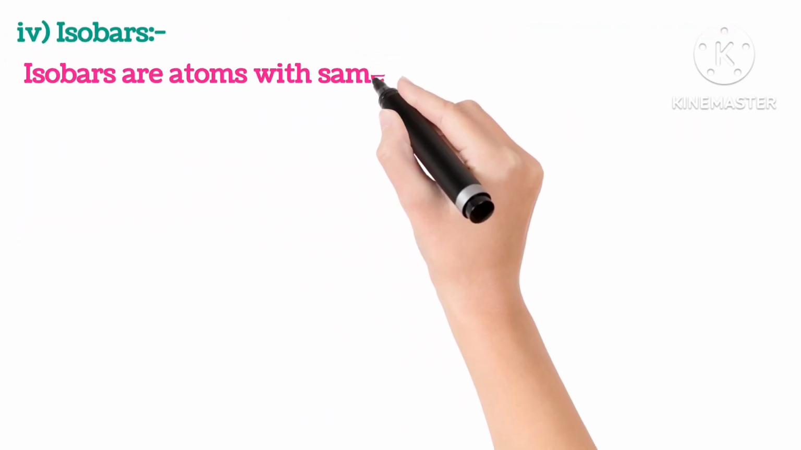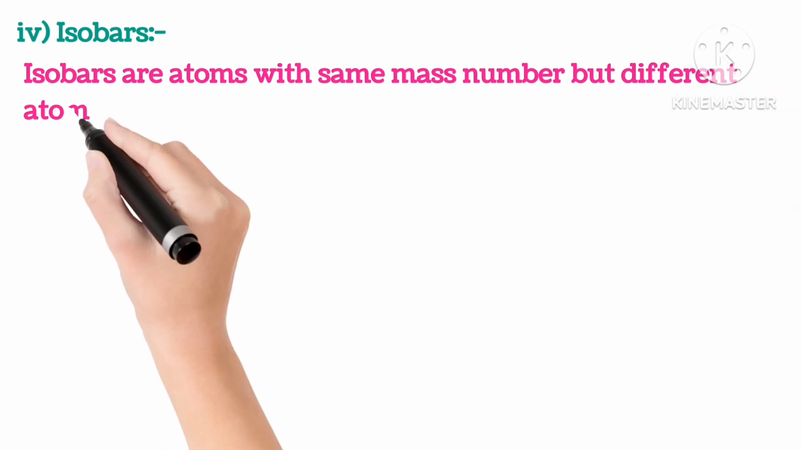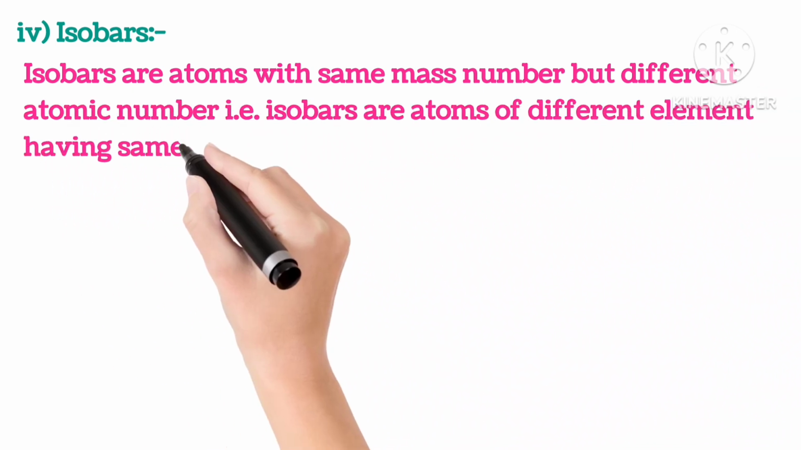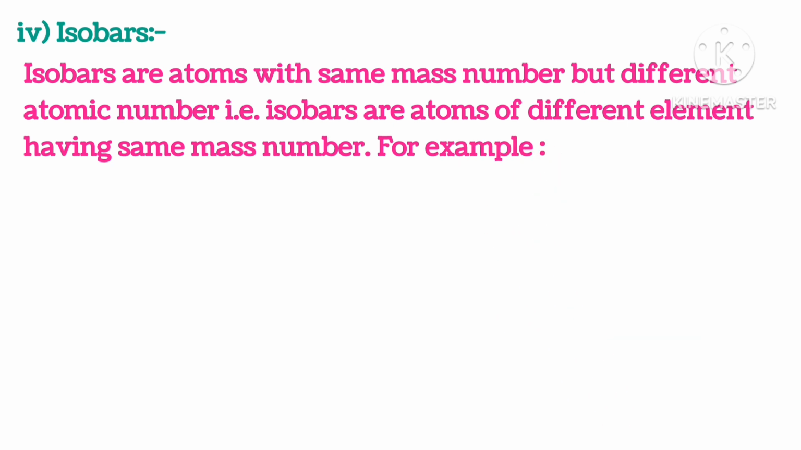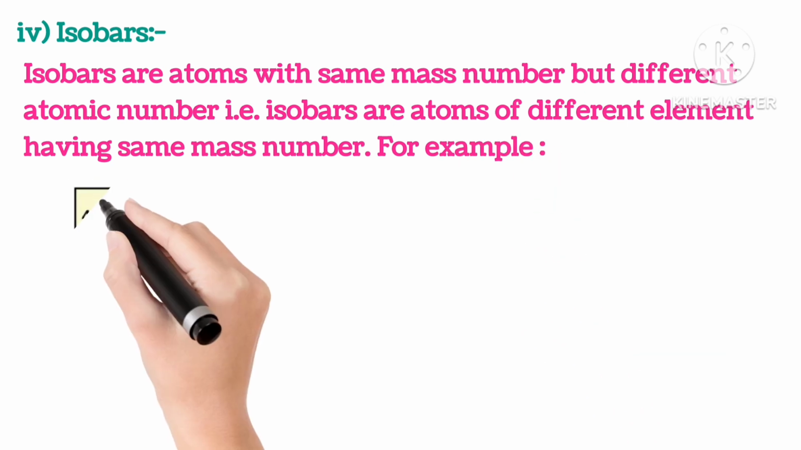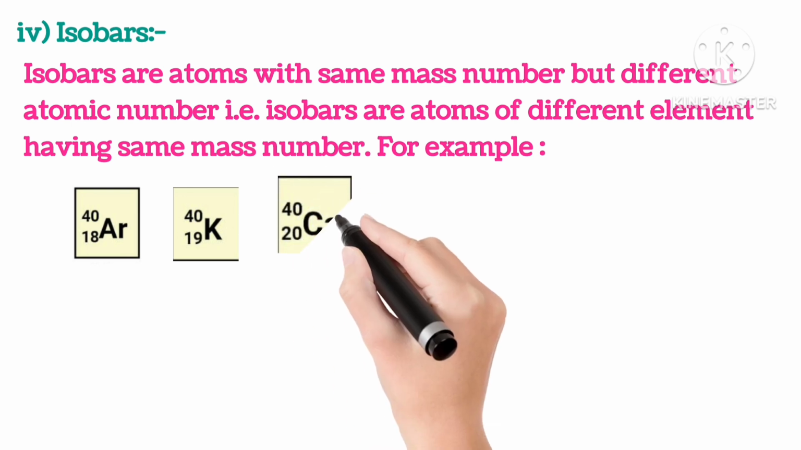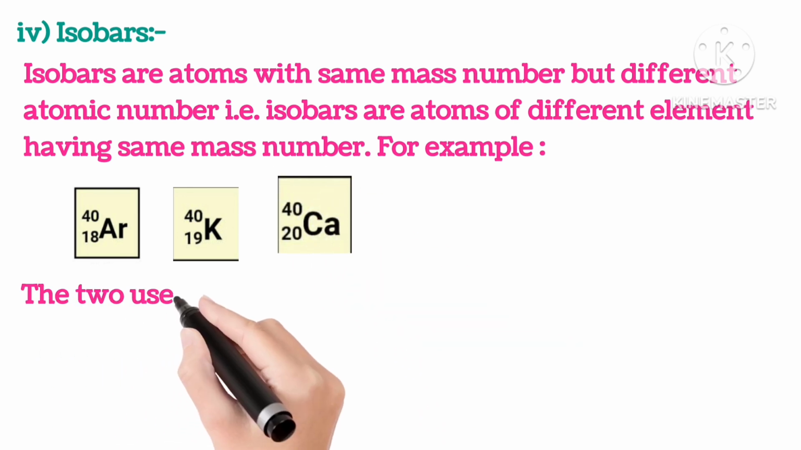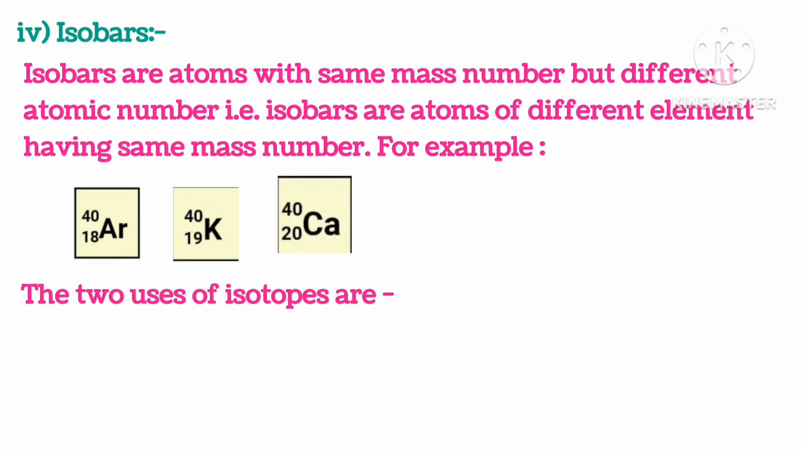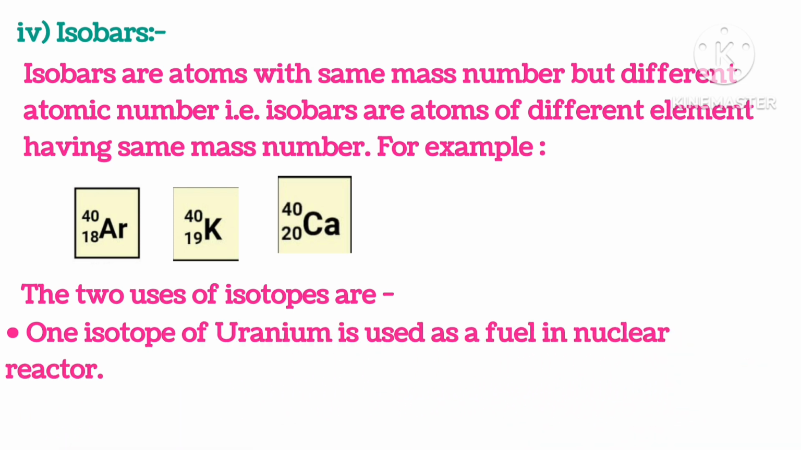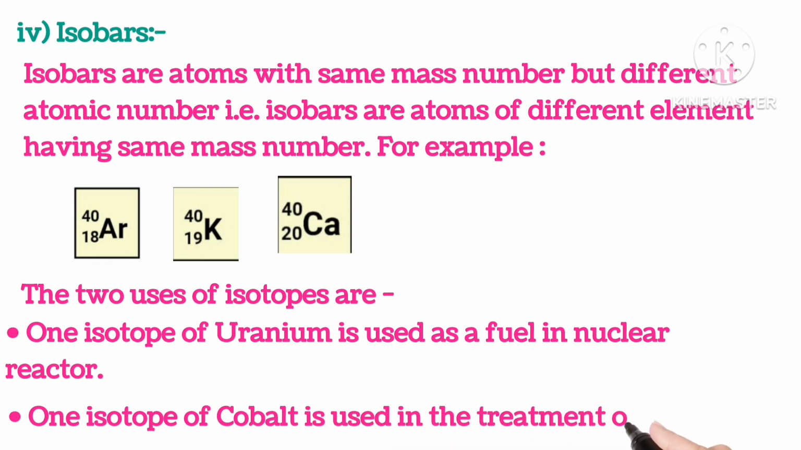Isobars. Isobars are atoms with the same mass number but different atomic number. That is, isobars are atoms of different elements having the same mass number. For example, argon, potassium and calcium. The two uses of isotopes are: one isotope of uranium is used as a fuel in a nuclear reactor. One isotope of cobalt is used in the treatment of cancer.